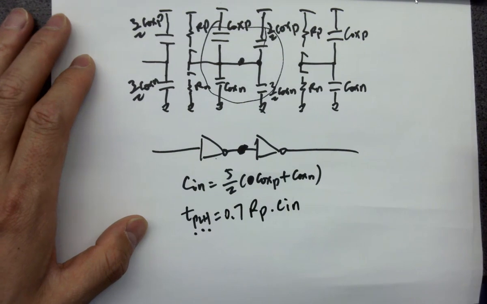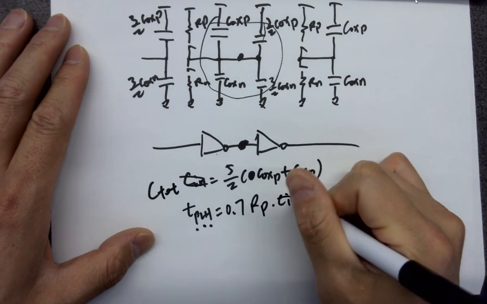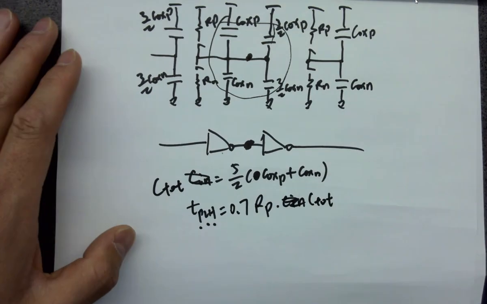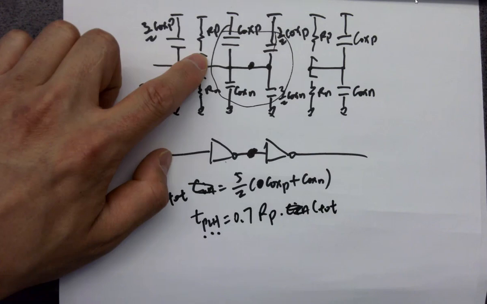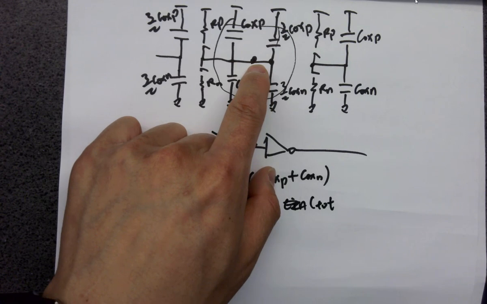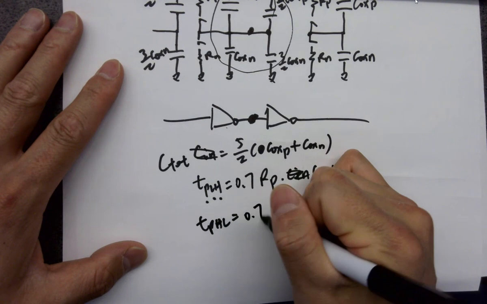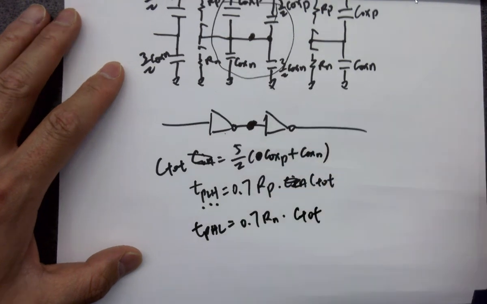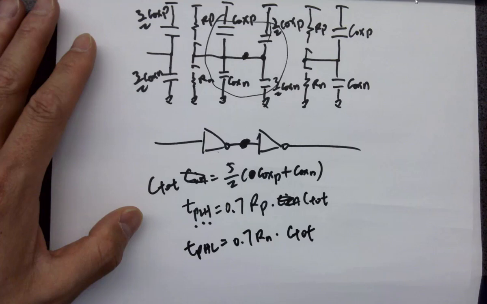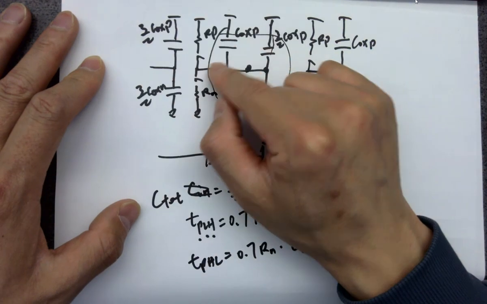0.7 RP, right? I shouldn't say C in, C total probably. C total, which is the capacitor at this node, right? The C total, 0.7 RP, the channel resistance of the PMOS times the total capacitance at this node, right? So TPHL is what? High to low, which is the NMOS getting involved, 0.7 Rn times C total, same capacitance. Doesn't matter TPHL, TPLH, it's always the same capacitance. The only thing that changed is the channel resistance, because sometimes it's being put up, sometimes it's being put down, right?